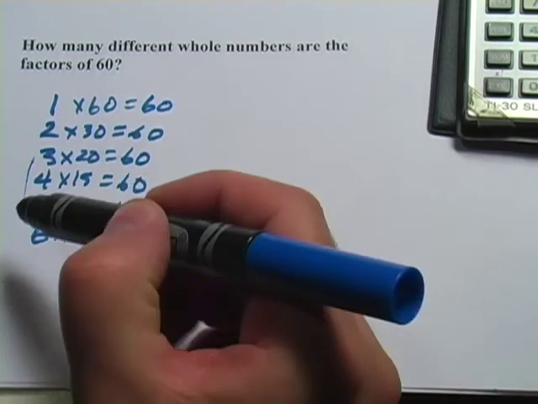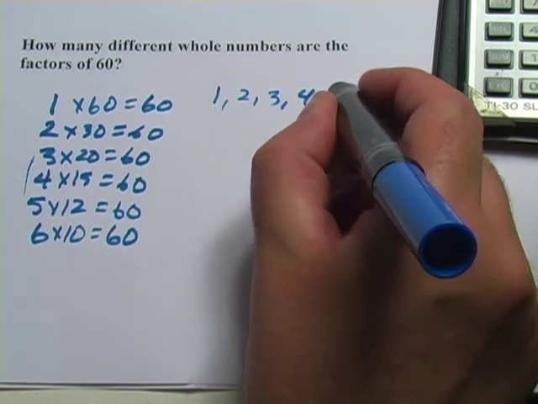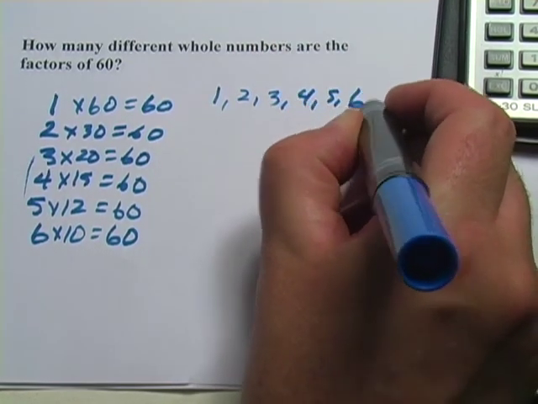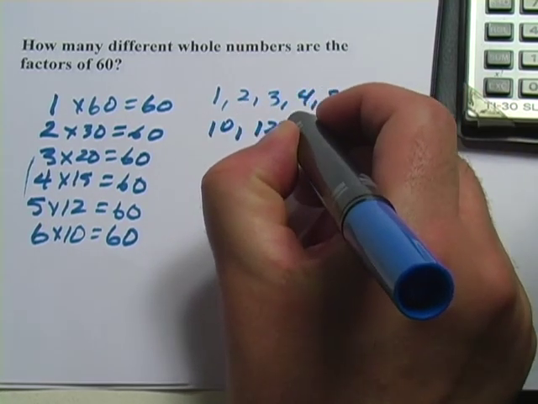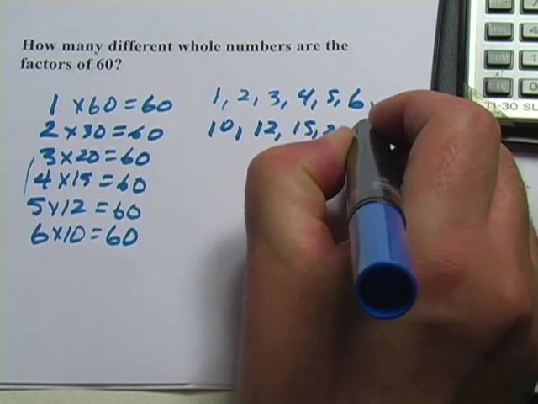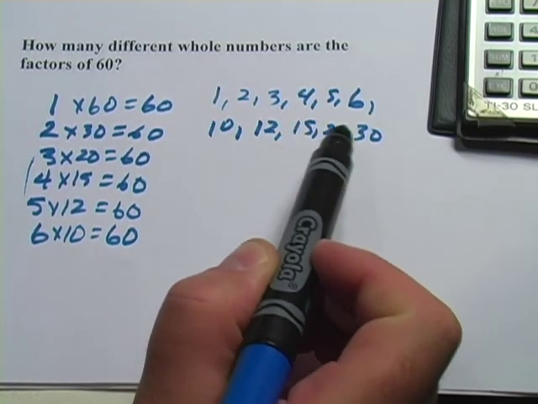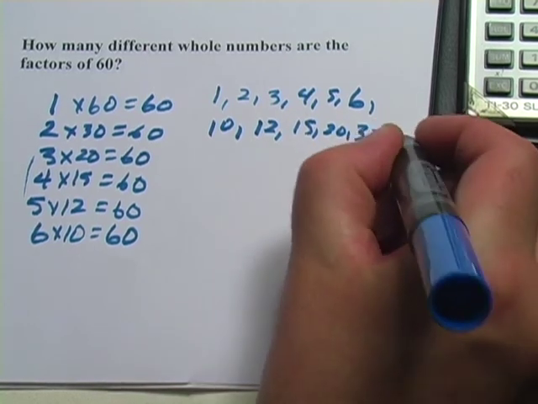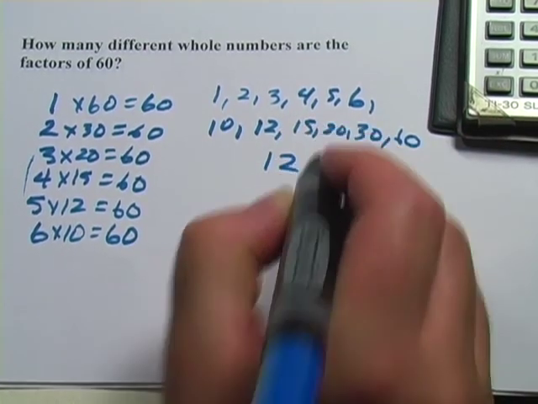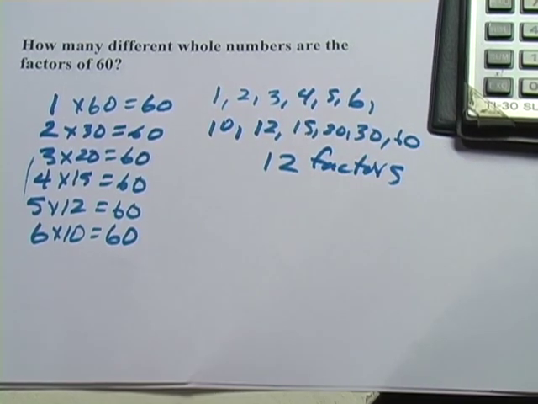Well, now we've got the factors. It's 1, 2, 3, 4, 5, 6, 10, 12, 15, 20, and 30. So that's 1, 2, 3, 4, 5, 6, 7, 8, 9, 10, 11. Did I miss one? Oh, and 60. 12. So there are 12 factors of 60. So that's a little bit about factoring.